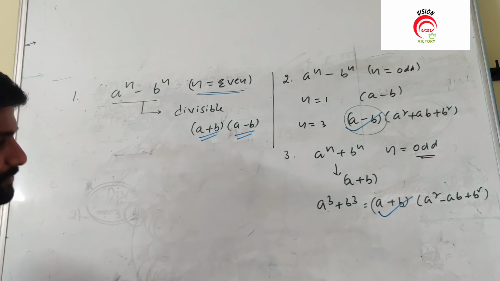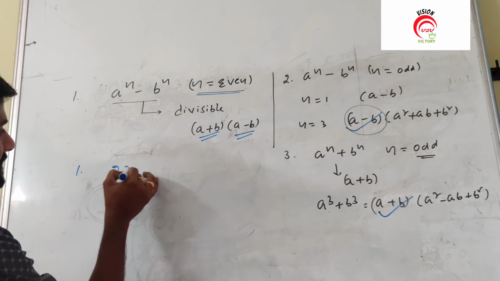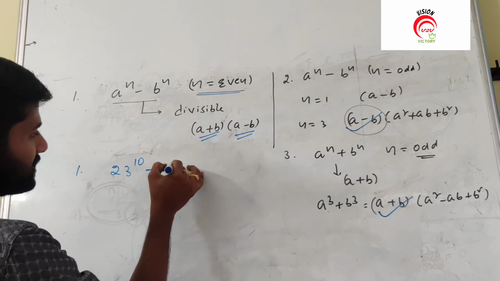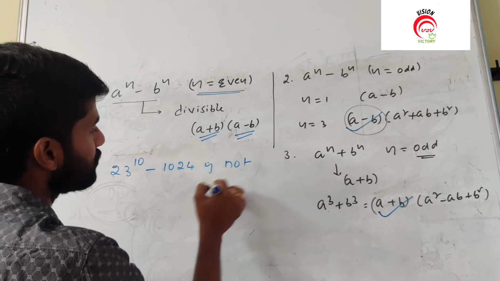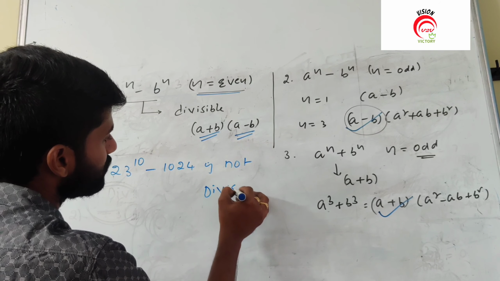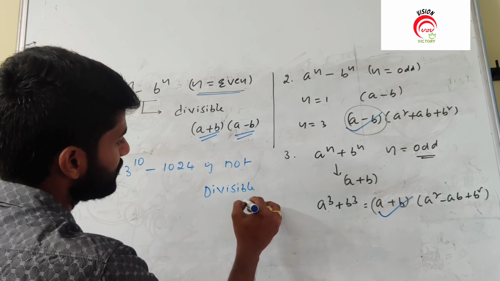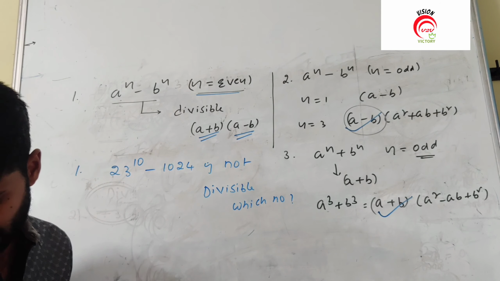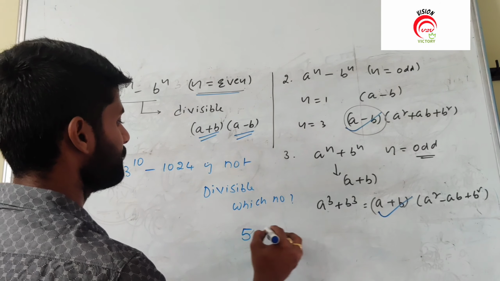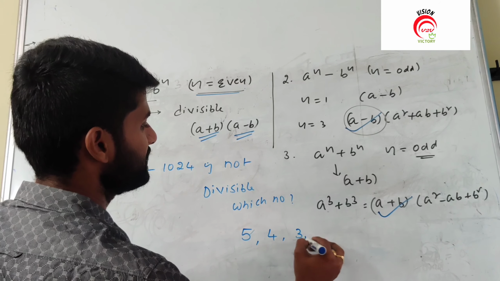Let's see an example. Question number 1: 23¹⁰ − 1024 is not divisible by which of the following numbers? We get our options: 5, 4, 3, 7.